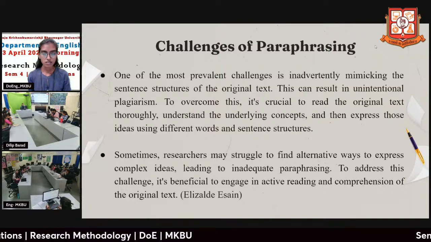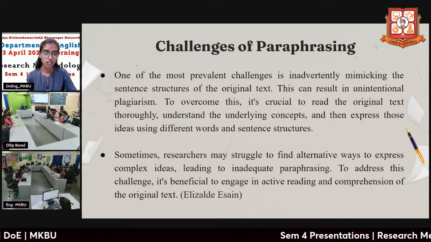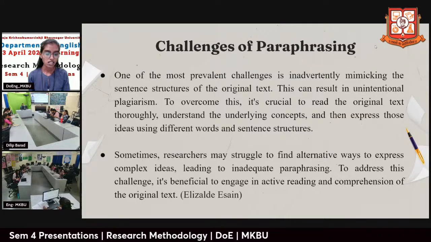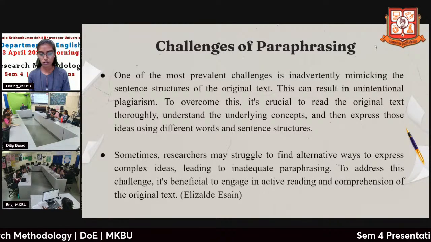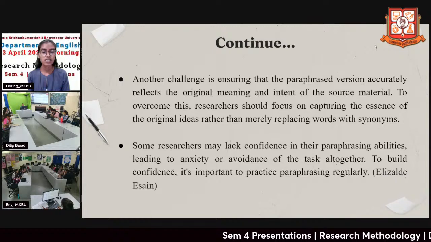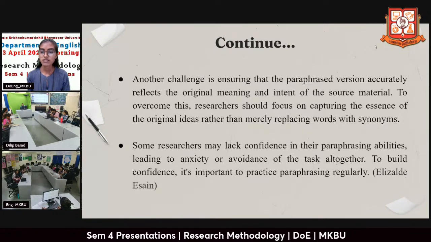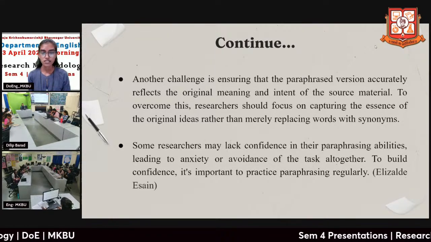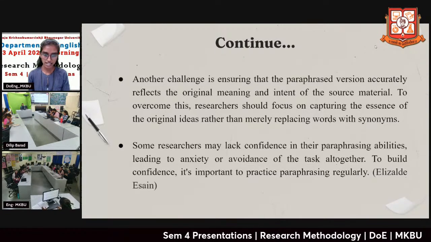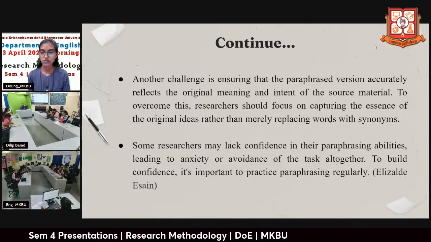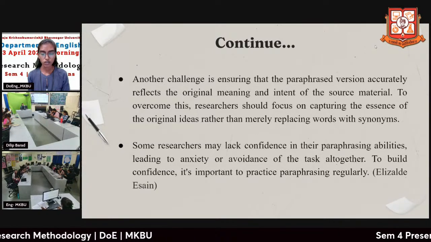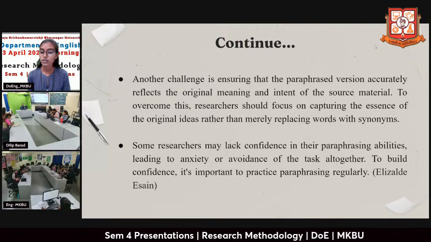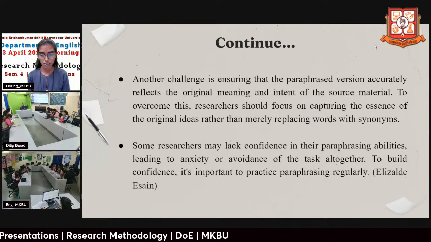Second, sometimes researchers may struggle to find alternative ways to express complex ideas, leading to inadequate paraphrasing. To address this challenge, it's beneficial to engage in active reading and comprehension of the original text. Then another challenge is ensuring that the paraphrased version accurately reflects the original meaning and intent of the source material. To overcome these, researchers should focus on capturing the essence of the original ideas rather than merely replacing words with synonyms. And then some researchers may lack confidence in their paraphrasing abilities, leading to anxiety or avoidance of the task altogether. To build confidence, it's important to practice paraphrasing regularly.